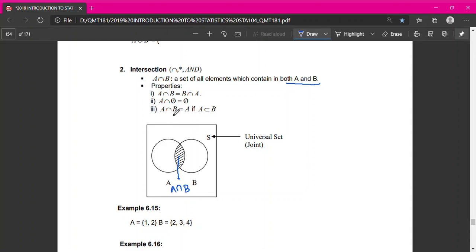Okay, and then A intersect B equal to A if A subset of B. Macam tadi, ini event B. Dalam ni event A. So, bila A adalah subset of B, means that bila nak cari A intersect B, it will be yang dalam ni je lah. Intersect A dengan B yang dalam ni, itu event A. Okay, boleh faham eh?